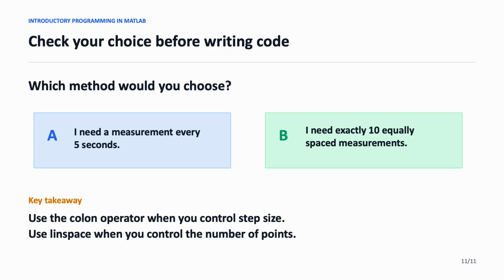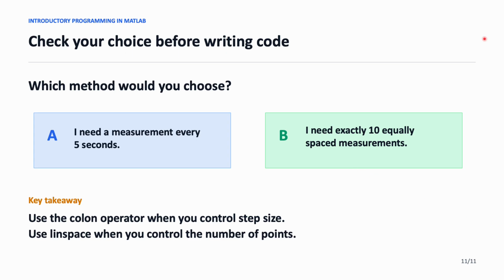Now that we've seen both approaches in an engineering context, let's check your understanding. Before choosing a MATLAB command, ask yourself, what does my problem require me to control? If I need a measurement every 5 seconds, which method would you choose? Well, the colon operator would be a good choice because we know the step size. What if I need exactly 10 equally spaced measurements? Well, linspace would be a good choice because we know the number of points.